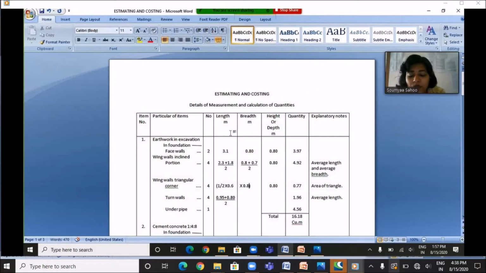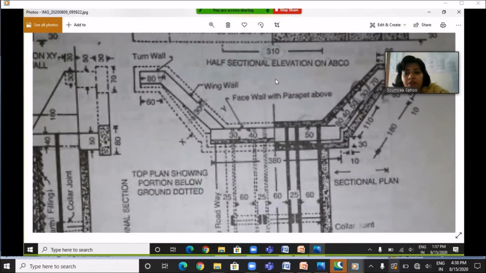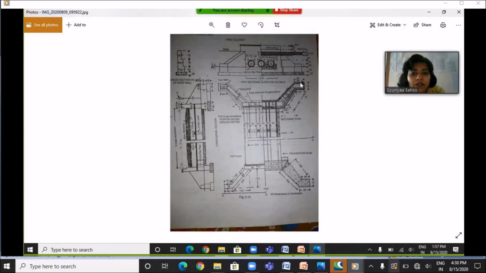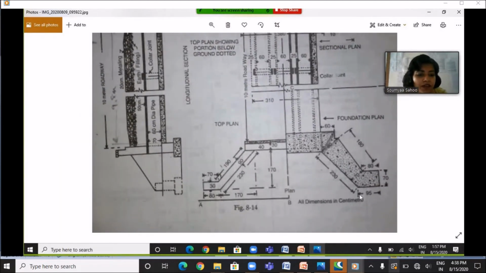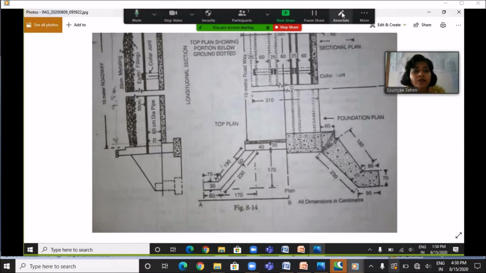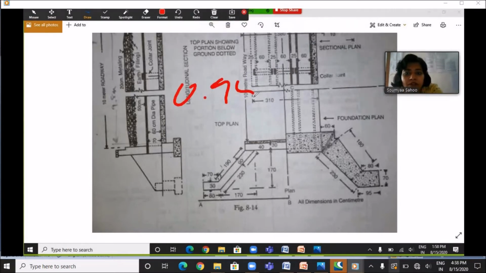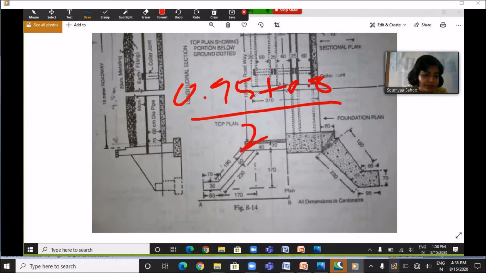Then the next excavation work is to be done in the turn wall area. So there are a total of 4 turn walls. If you see the plan, you can see 1, 2, 3 and 4 turn walls. And what is the length of this turn wall? See the plan. On one side the length is 95 centimeter and on the other side the length is 80 centimeter. So we have to take the average length. So here the length will be 0.95 plus 0.8 divided by 2.